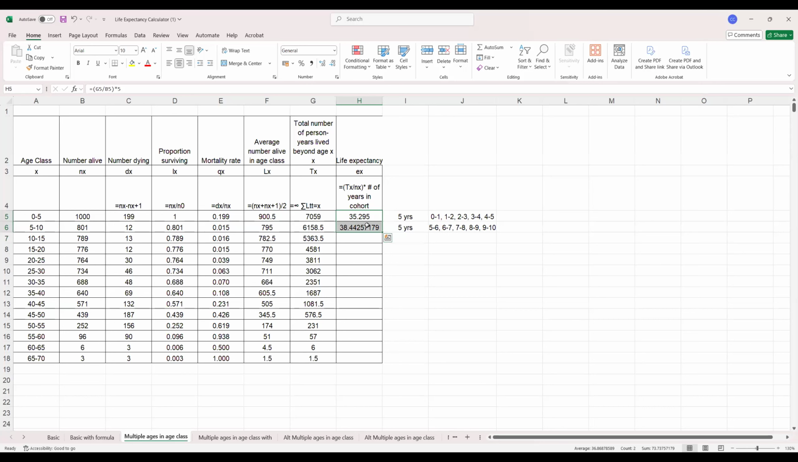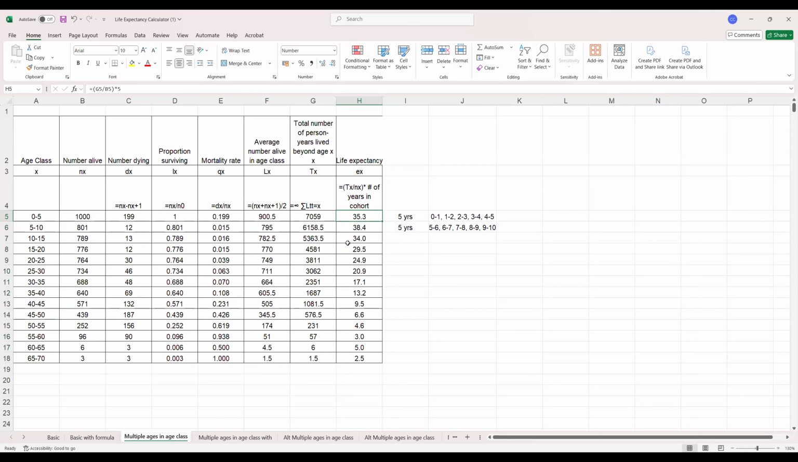Tapos, copy-paste by drag down. And then again, control the number of decimal places. Gusto natin dito, isa lang. So as you can see, hanggang 70 years old, ang maximum na age ng species na ito.